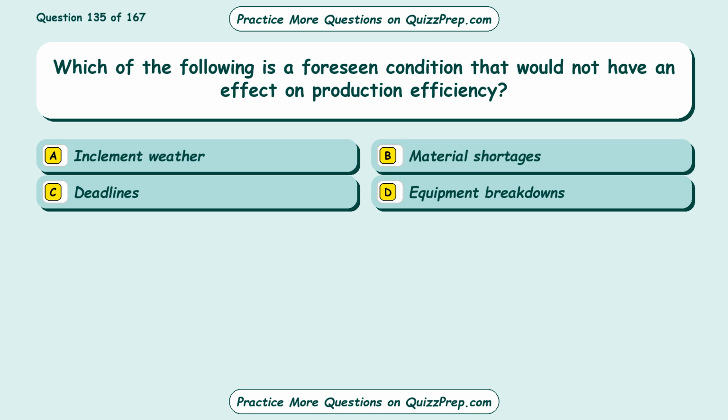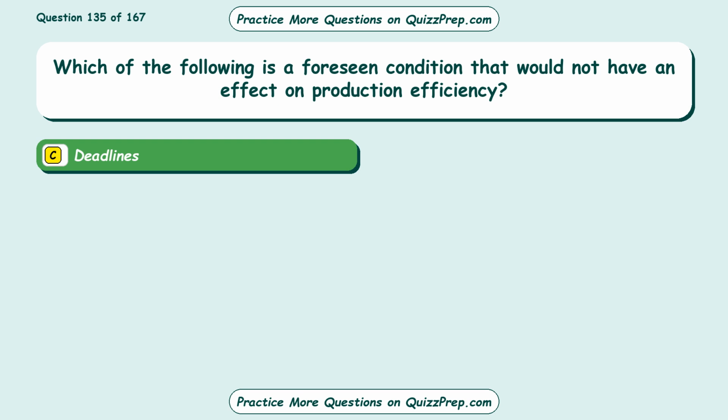Question 135. Which of the following is a foreseen condition that would not have an effect on production efficiency? Option A, inclement weather. Option B, material shortages. Option C, deadlines. Option D, equipment breakdowns. The correct answer is option C, deadlines.